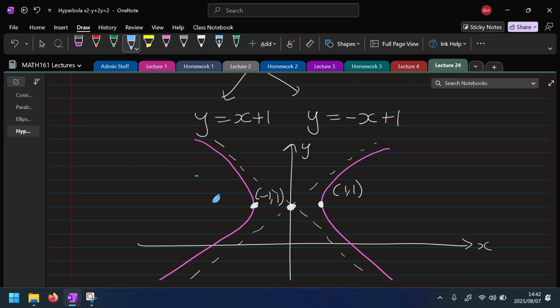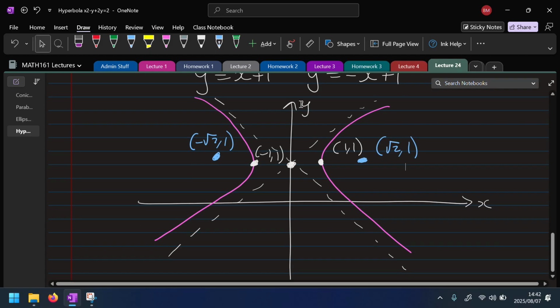There's going to be one over there. And there's going to be one somewhere here. Okay. So we've got the hyperbola in pink. We've got the two vertices in white there. And then the two focal points in blue. All right. Any questions on this example?